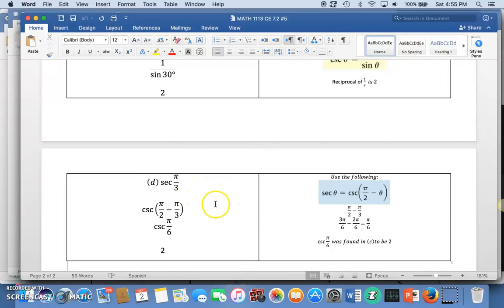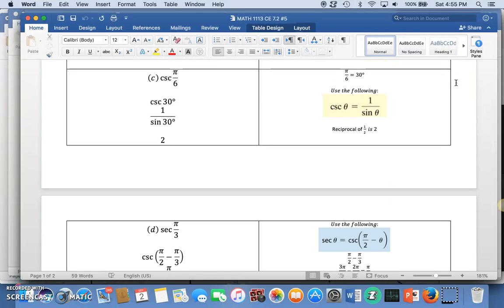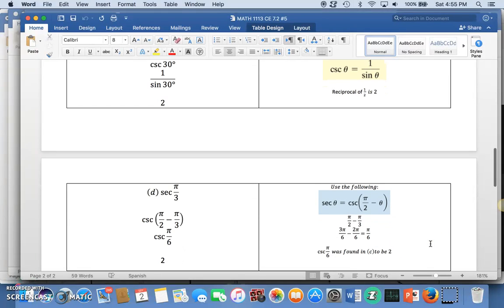D is the secant of pi over 3. Well, pi over 3 is the same thing as 60 degrees. So we're kind of dealing with 60 degrees, or you might use the results of what you got before up here, the cosecant there. Remember that secant and cosecant are cofunctions, so you could possibly use that because pi over 6 and pi over 3 add up to pi over 2, or this is 30 and this is 60, they give you 90. There's several ways of looking into that.